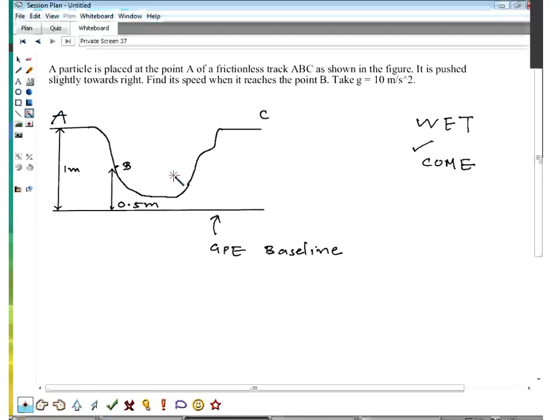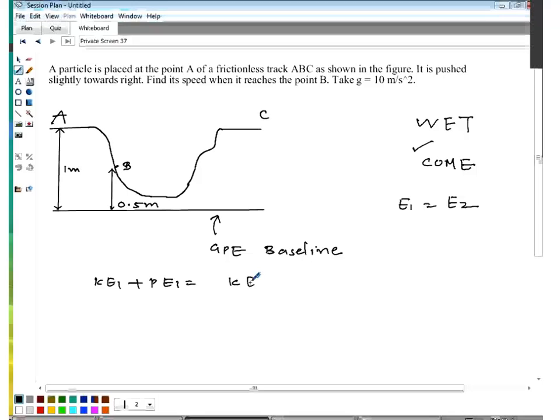A and B are above, so heights will be positive. But if B, let's say, is somewhere here, then it will be negative. Just apply E1 equal to E2, KE1 plus PE1 equal to KE2 plus PE2. Here your system would be particle and earth system, where observer is on the earth.